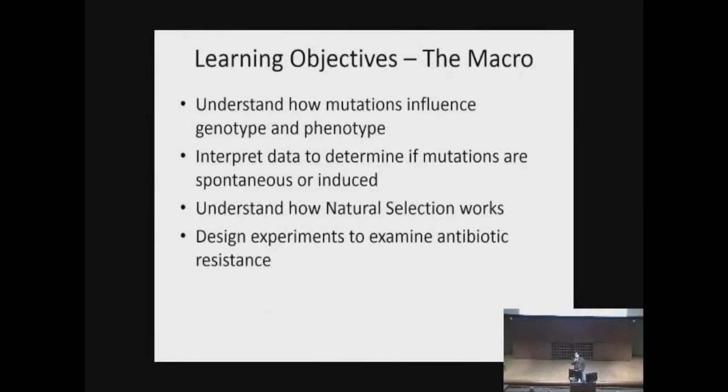The learning objectives, or the big picture for this module, is really understanding how mutations influence the genotype and through that the phenotype. If we give you data, information, either on figures or in data sets that you collect, you will be able to make decisions whether you are dealing with spontaneous or induced mutations and knowing what the differences are. Understanding natural selection, and again, you are going to design and conduct an experiment in antibiotic resistance.